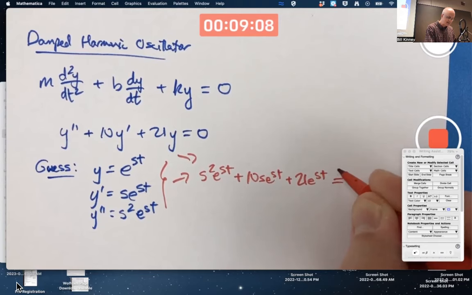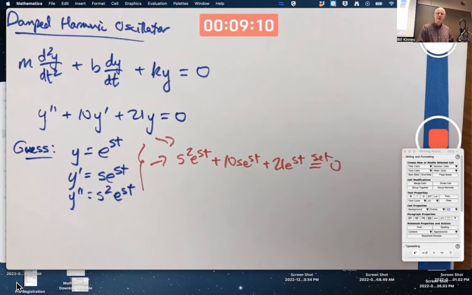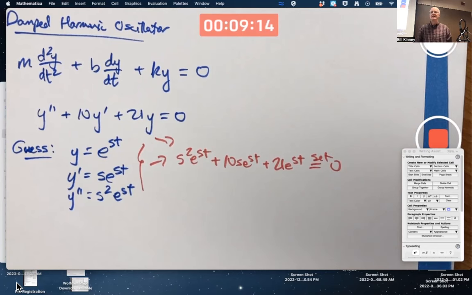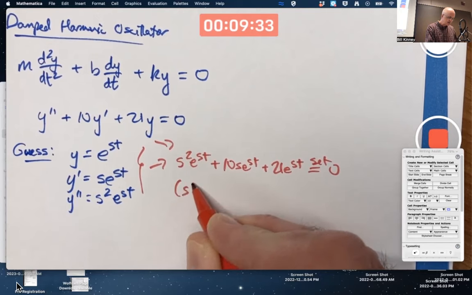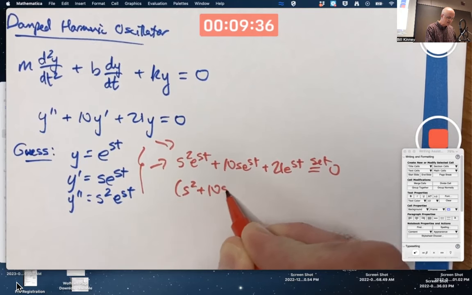I want to set this equal to 0, and I'm asking, are there any values of s that make this equal to 0, no matter what t is? This is really important, what I just said there. I'm asking, are there any constant values of s that make this always equal to 0, no matter what t is, for all t? A little bit of factoring reveals that the e to the st doesn't really matter.